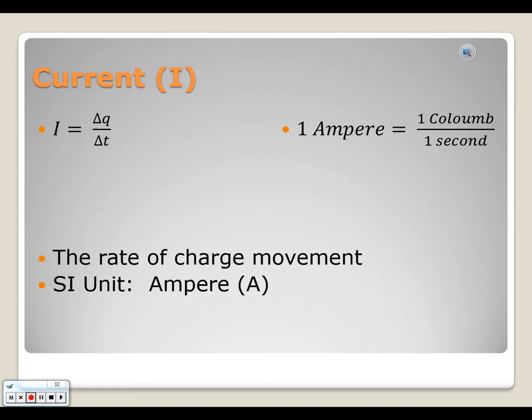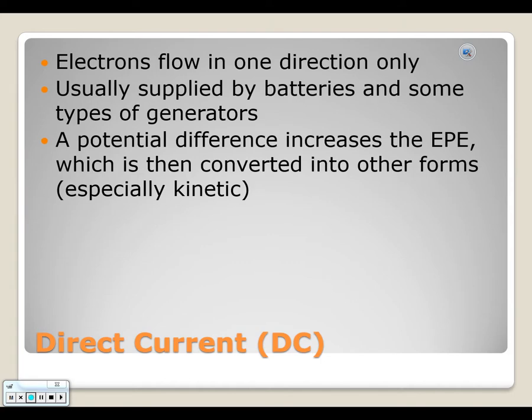Let's write these down real quick. So there are 2 kinds of current, and we'll talk more about these kinds of current later on when we start talking about magnetism. So, direct current: electrons flow in one direction only. This is the kind of current that we generally get out of batteries. There are some kinds of generators that provide this kind of current, but mostly batteries. A potential difference, a battery, increases the electrical potential energy, which then we convert into other forms, which includes kinetic, and that's why it's current.